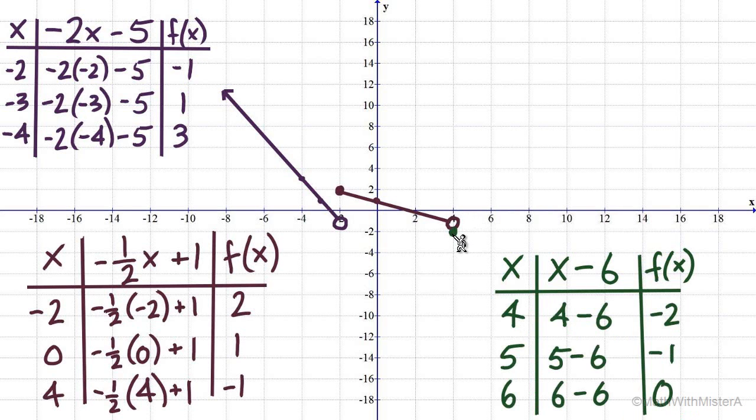4, negative 2, so we're just below that piece. 5, negative 1, 6, 0. This is another linear piece, so we'll connect those with a nice straight line and arrowhead to say this graph continues in this direction as we get x values that are even larger and larger and larger. So there's our finished graph, and we accomplished it by looking at the functions one at a time and being very careful about those restrictions on the x values. That helped us decide what x values we should put into each of these tables.